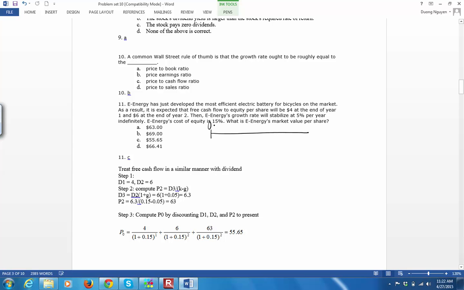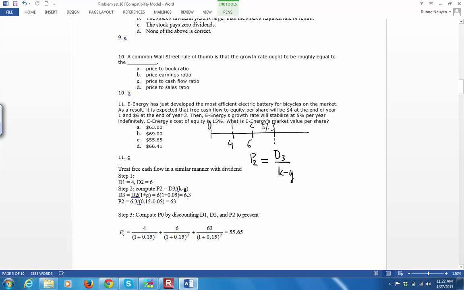It is expected that the free cash flow or dividend will be $4 at the end of year 1 and $6 at the end of year 2. The growth will be stable at 5% after that. Cost of equity is 15%. What is the market price per share? Because after year 2 the growth will be stable, you should be able to apply the constant growth model at year 2. So P2 would be equal to D3 over K minus g.